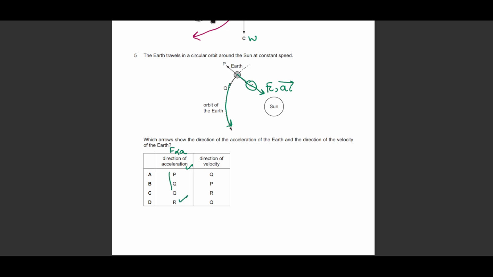Now, since we don't have any other option, we can straight away choose D for the answer, but let's look at the other component, and Q will be the component for velocity. So Q is the component for velocity. Again, the answer would be option D.